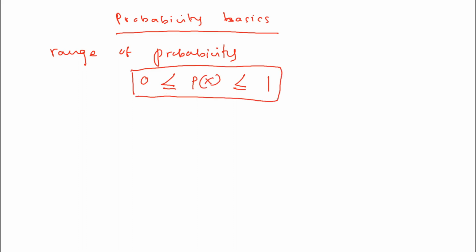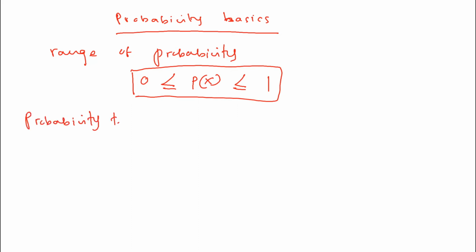It cannot be less than 0. It cannot be more than 1. It has to be between 0 and 1. So that's the main probability rule, right? And there are different probability terms. So let's see what those probability terms are.